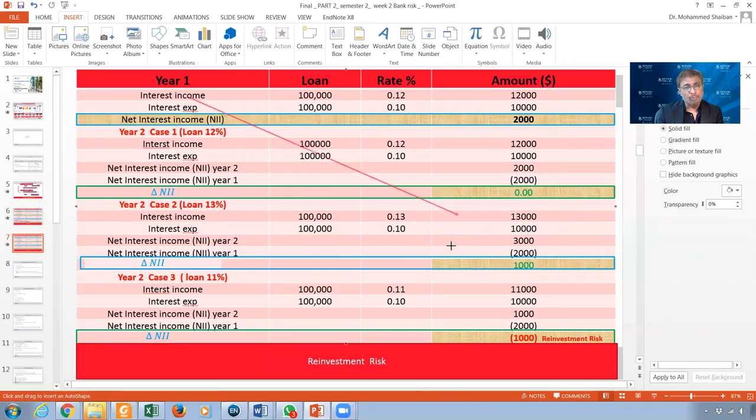Here is the problem, where the loan is only now paying 11%. So I get 11 million interest for the second year, and I pay 10 million. So in this case, I am getting only 1 million. The difference, I used to have 2 million, so the difference is 1, and this is what we call reinvestment risk.